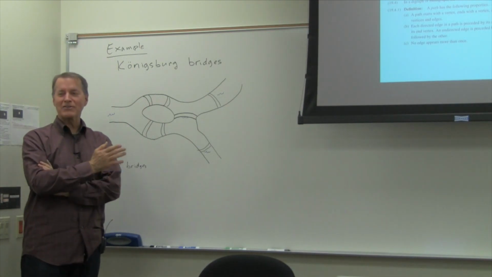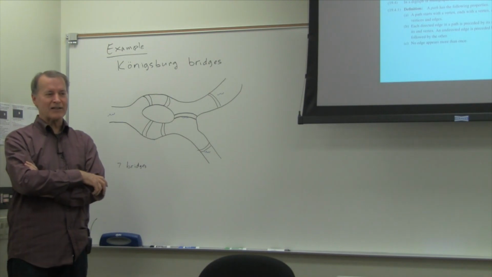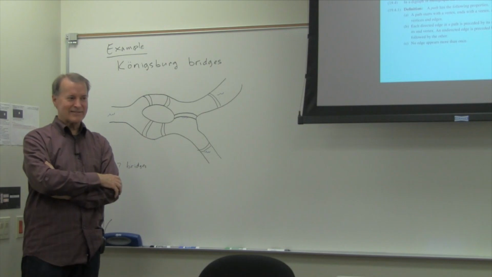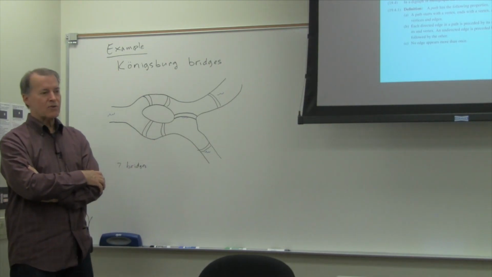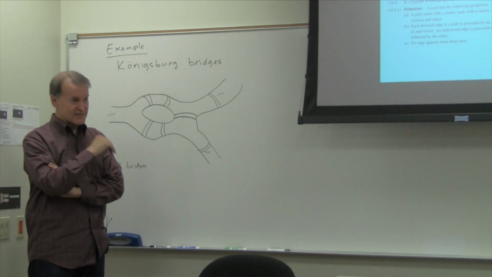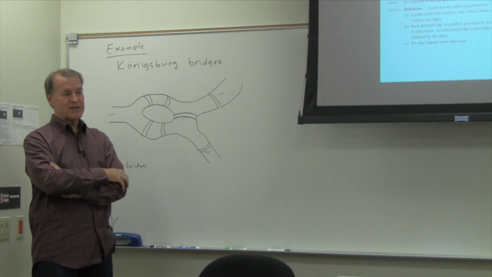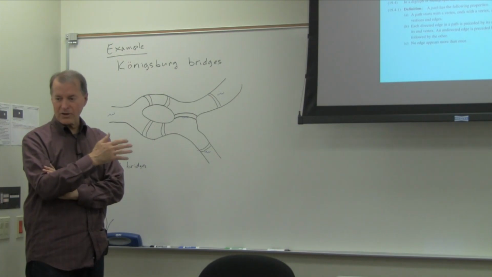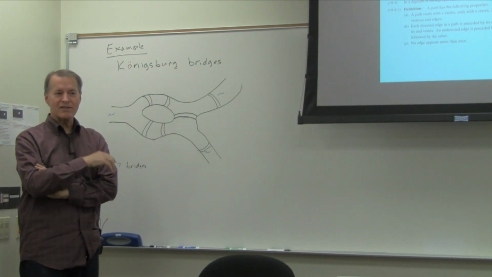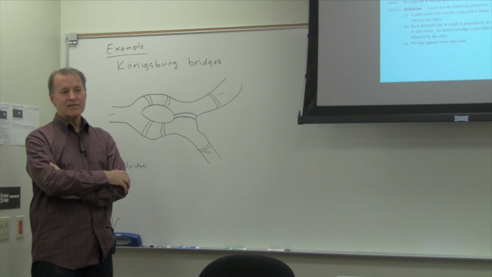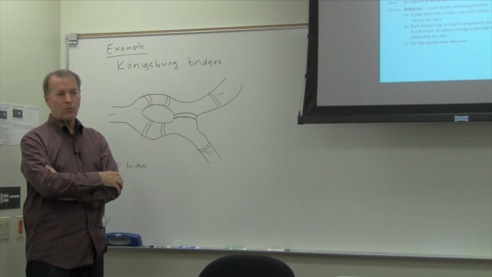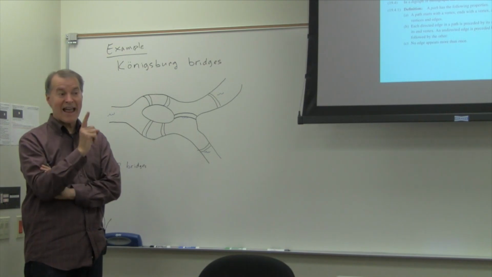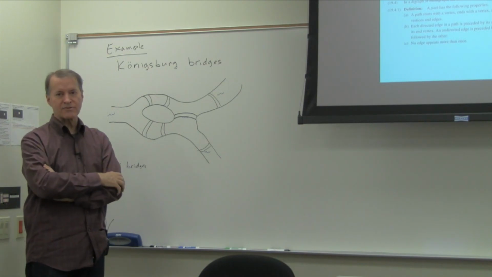But anyway, people would like to go for a stroll on Sunday, and they would like to stroll around the town of Königsberg. And so a citizen would step outside of his house and take a walk across the bridges. And here's the question that the people of Königsberg had: is it possible to start at one house on one of the land masses and cross each bridge exactly one time and return to the house?